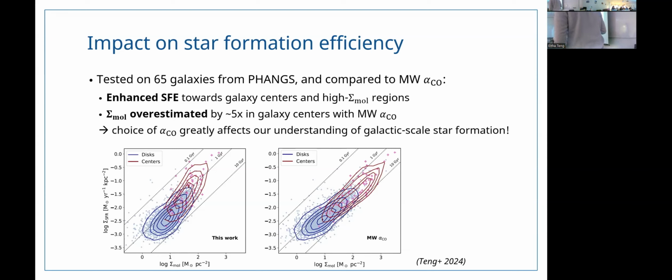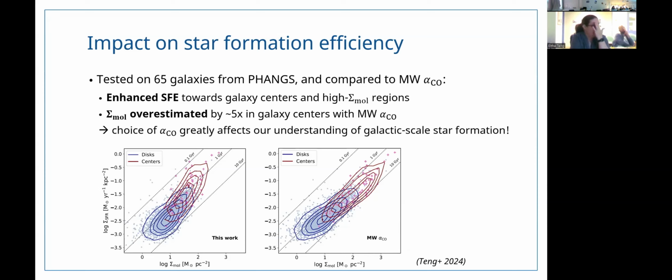From the figure below, it's clear that using our prescription reveals a steeper Kennicutt-Schmidt relation towards galaxy centers, and this suggests higher star formation efficiency. But comparing to the right, you can see that using a Milky Way alpha CO simply leads to a smooth and constant star formation efficiency in both the centers and the disks.